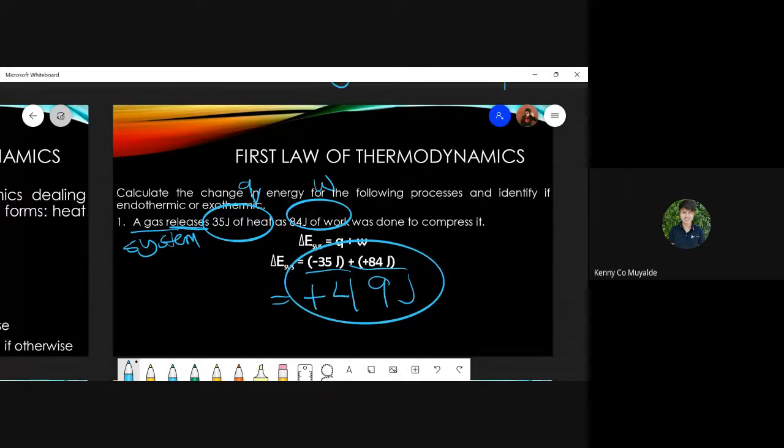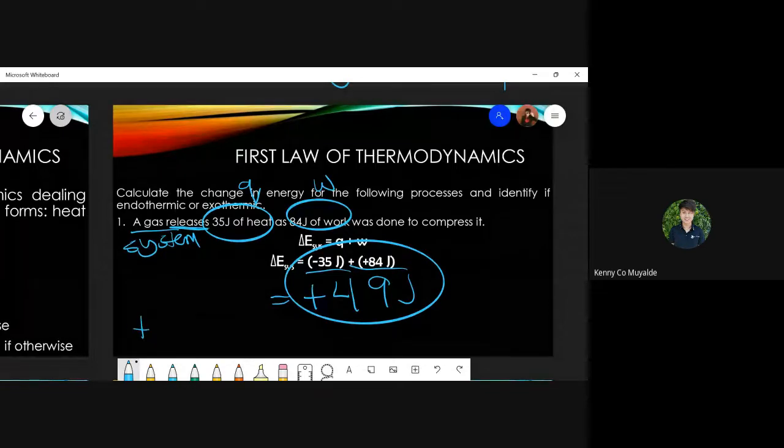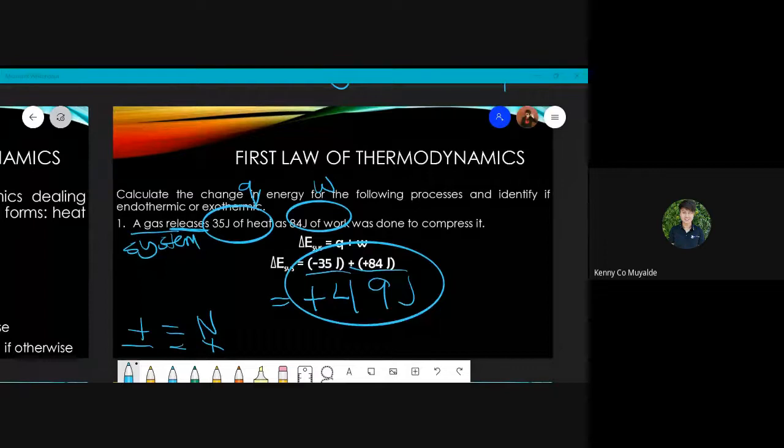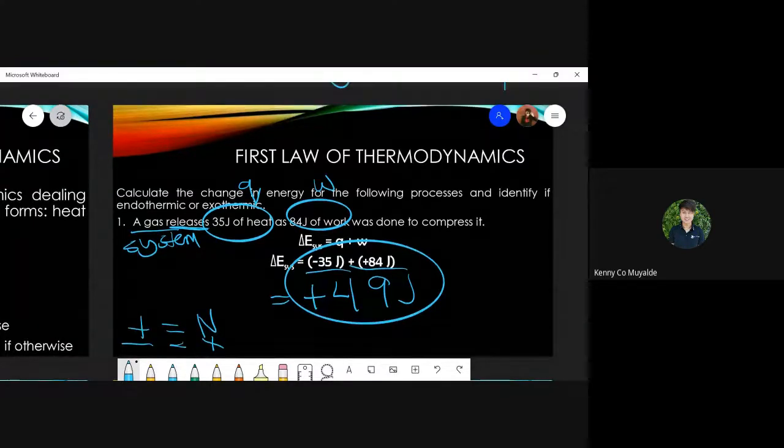Now, alam na natin na ang total change in energy of the system is positive 49 joules. Is it endothermic or exothermic? Since positive siya, kapag positive, it means it is endothermic. Kapag negative naman ang final answer, it is exothermic. Okay? So hopefully, madaling intindihin, di ba?